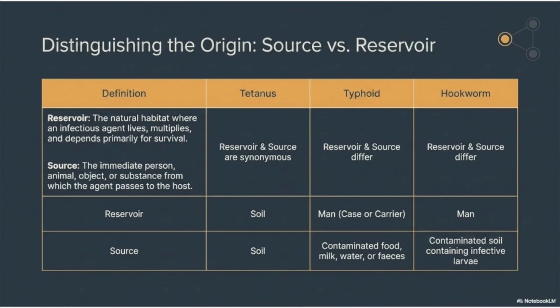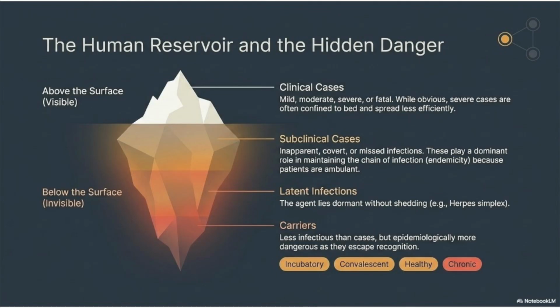Human beings themselves can act as reservoirs of infection. However, not all infected individuals look sick. This is explained by the iceberg phenomenon. The visible portion of the iceberg represents clinical cases which may be mild, moderate, severe, or fatal. Below the surface lies the much larger hidden portion consisting of subclinical infections, latent infections, and carriers.